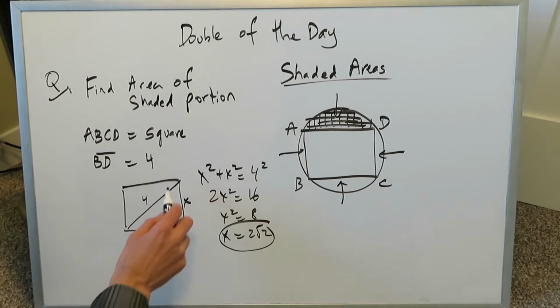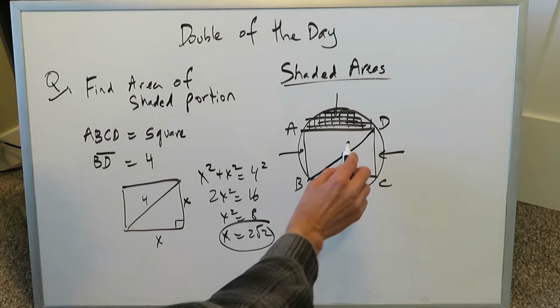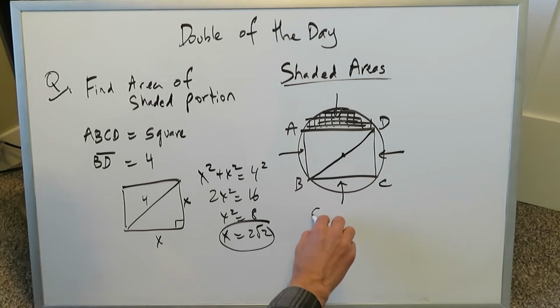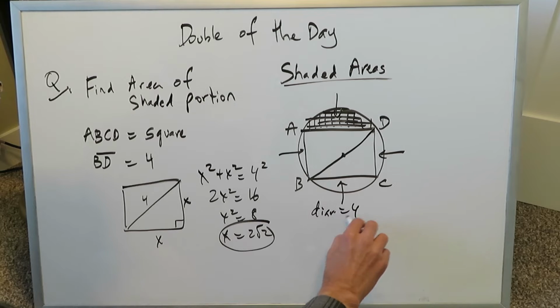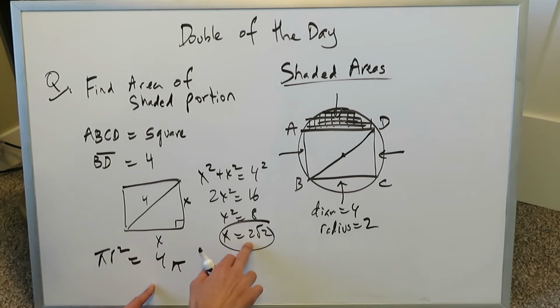Now let's talk about the circle. This diagonal here very well represents the diameter of the circle. If the diameter is equal to 4, then the radius must be 2, half of that. And we can easily determine the area of the circle now. Area of a circle is equal to pi r squared, which in this instance will be 4 pi. From that, we subtract the area of the square, and we know the sides are 2 root 2, right? Minus (2 root 2) squared, which is length times width, you'll get 4 pi minus 8.